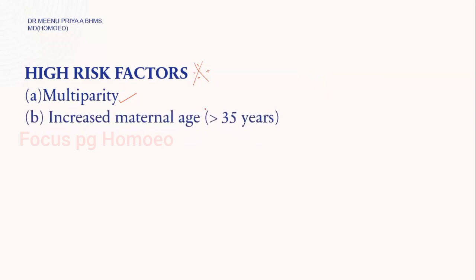First one, as I said in the incidence, multiparous women. The incidence is higher in multiparous women, so obviously multiparity itself becomes a high risk factor. Next, age more than 35 years. A woman who is giving birth at more than 35, 36, 37, whatever it may be, this is one of the risk factors for placenta previa.